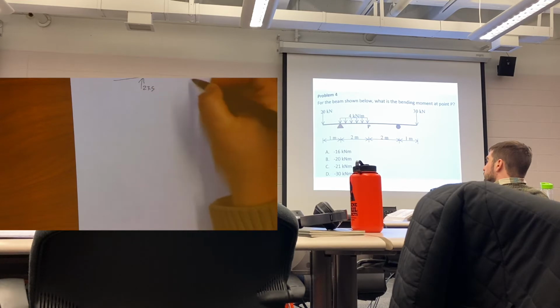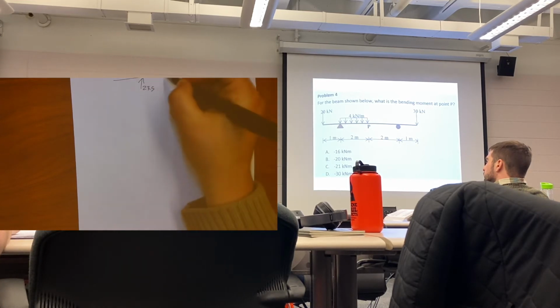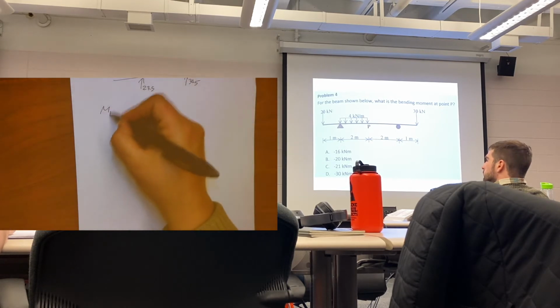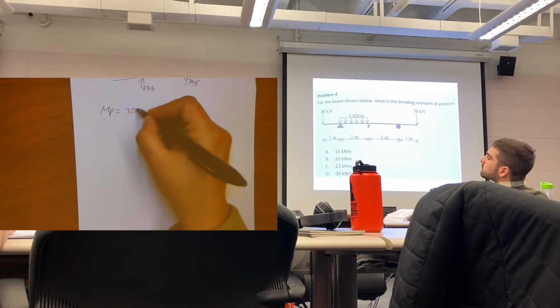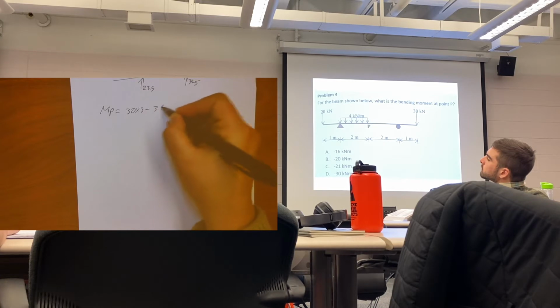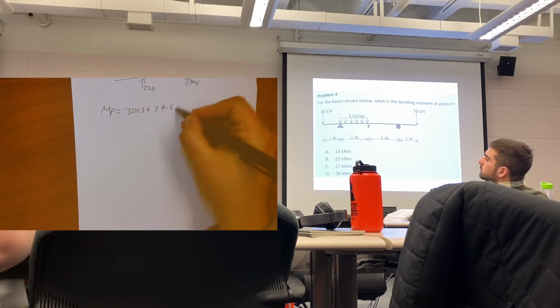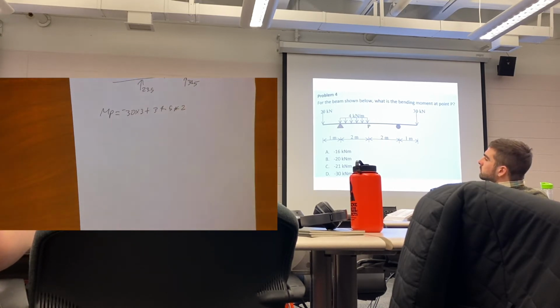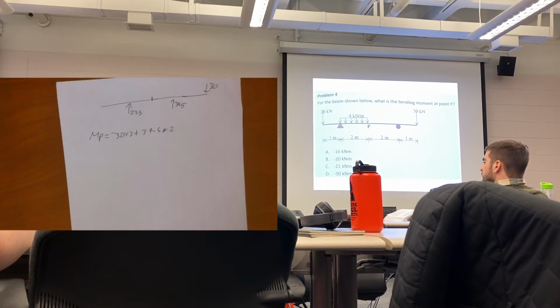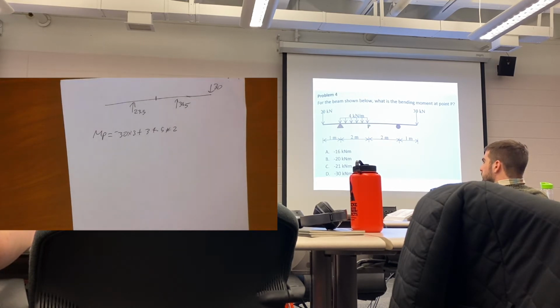This is 23.5, and this is 34.5, and this is 30. So the moment here, LB, can be 30 times 3 minus 34 plus negative 34.5 times 2. 34.5 times 2 is 69. So negative 90 plus 69 is negative 21.